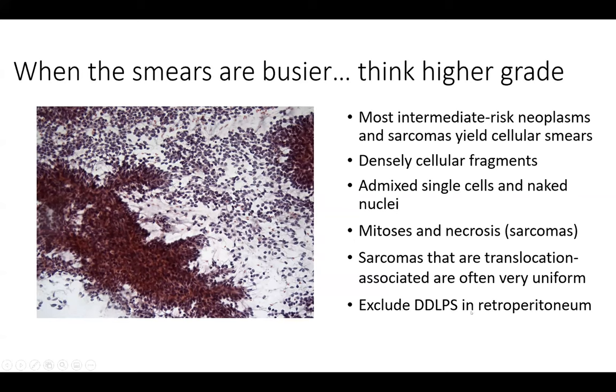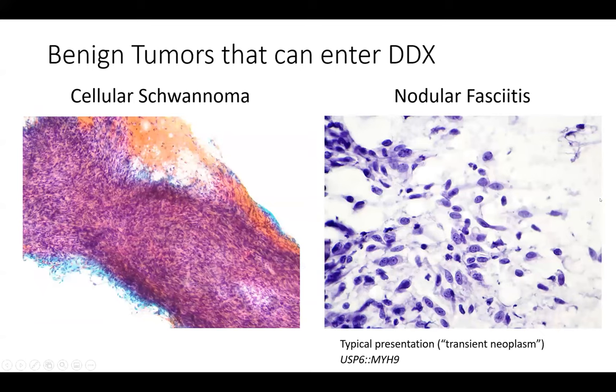And as I mentioned before, dedifferentiated liposarcoma can enter every differential, and particularly in the retroperitoneum, consider MDM2 testing of any spindle cell sarcoma. So here are some benign tumors that can enter the differential diagnosis. Cellular schwannomas can yield very long fascicular fragments, but again, very clean background, indicating that it's likely malignant.